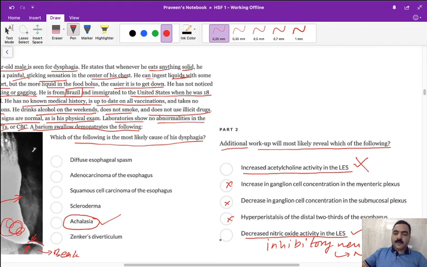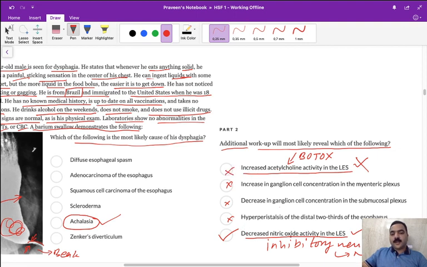So the primary cause for achalasia is this one, the decreased nitric oxide activity in the lower esophageal sphincter. But when you think of a treatment approach, what we do is stop the release of acetylcholine. We stop the release of acetylcholine by giving Botox. That is a treatment approach, but that is not the cause for the condition. The physiological cause for the condition is not the increased acetylcholine itself.